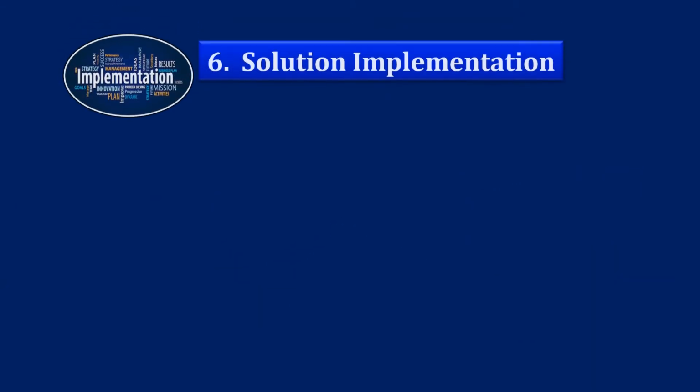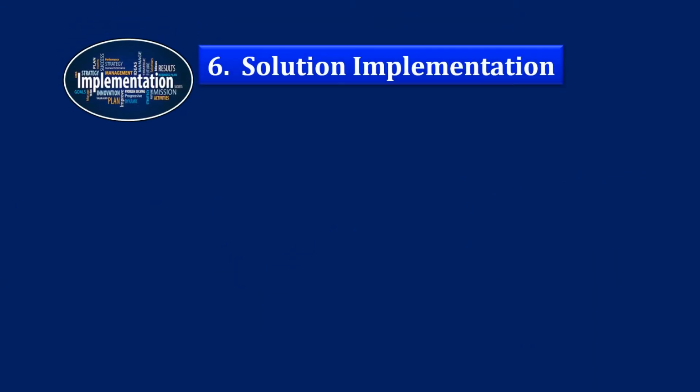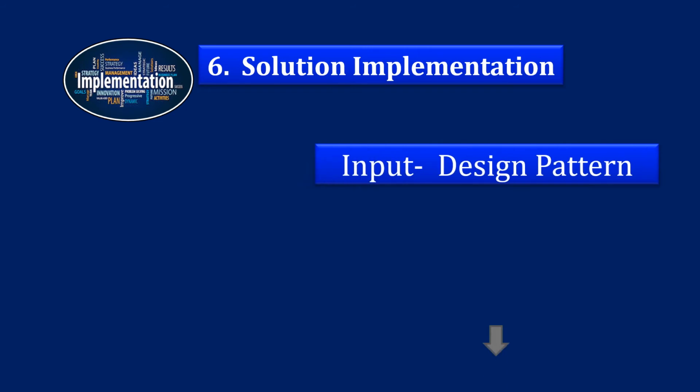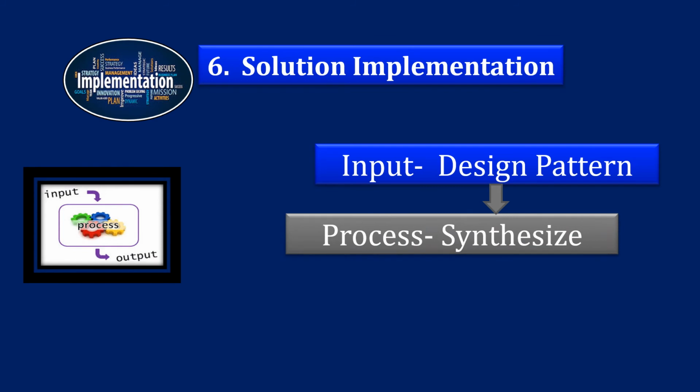The sixth phase is solution implementation. In this phase, the design pattern is converted into a prototype. The main action verbs here are implement and synthesize. Thus, the input to this phase is a design pattern. The process action verb is synthesize. And the output from this phase shall be a prototype.